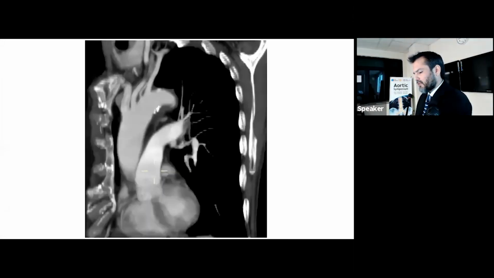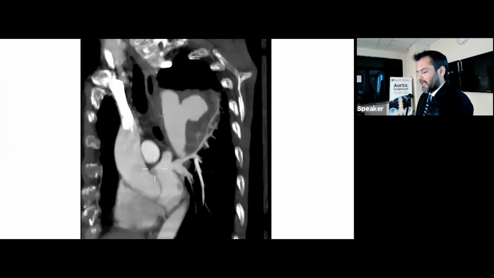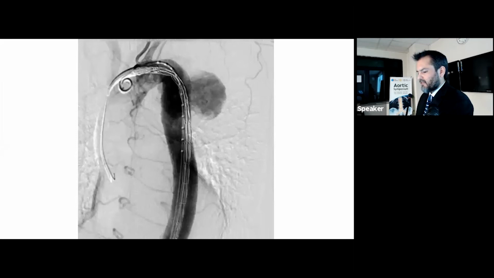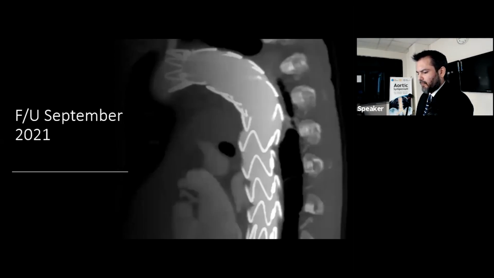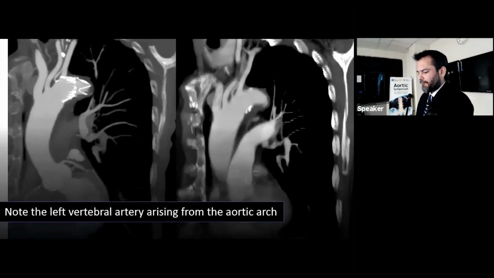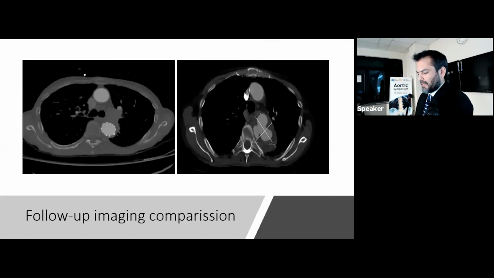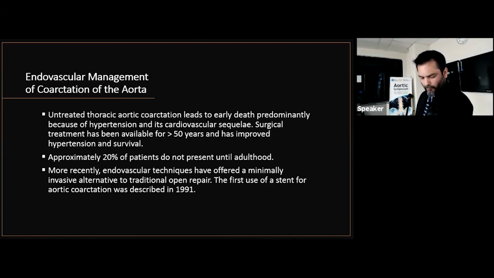I just want you to note that there are 4 vessels coming off the aortic arch. So you've got the left vertebral, which is the smaller one in between. So we have to be careful that we don't cover that. And there you can see the aneurysm. And there you can see that the left vertebral remains. And these are the pictures. And that's the follow-up comparison. So they did very well.